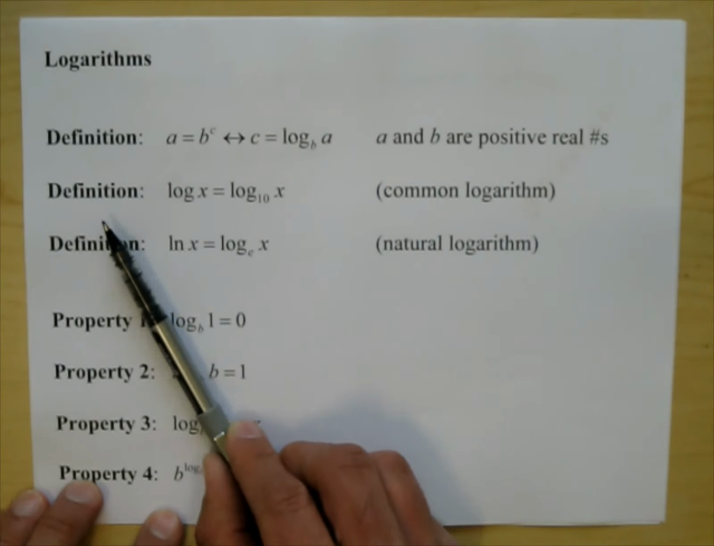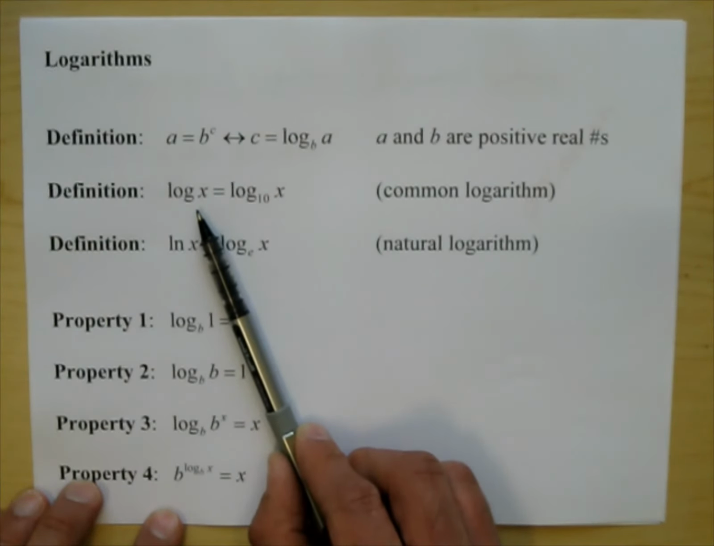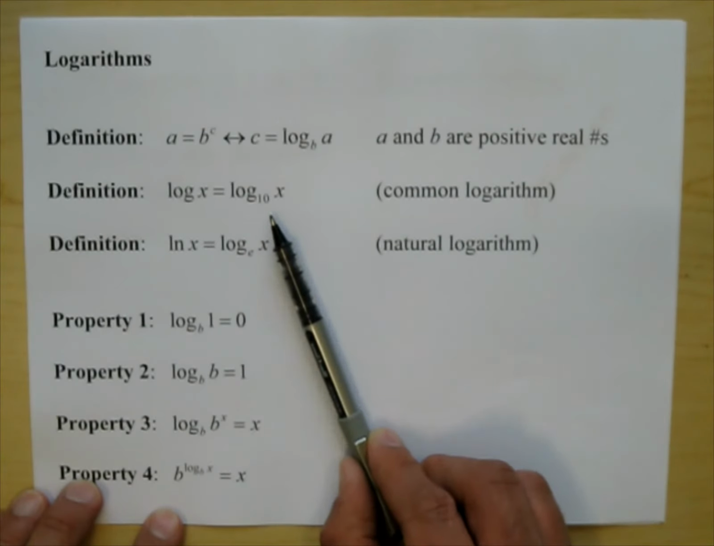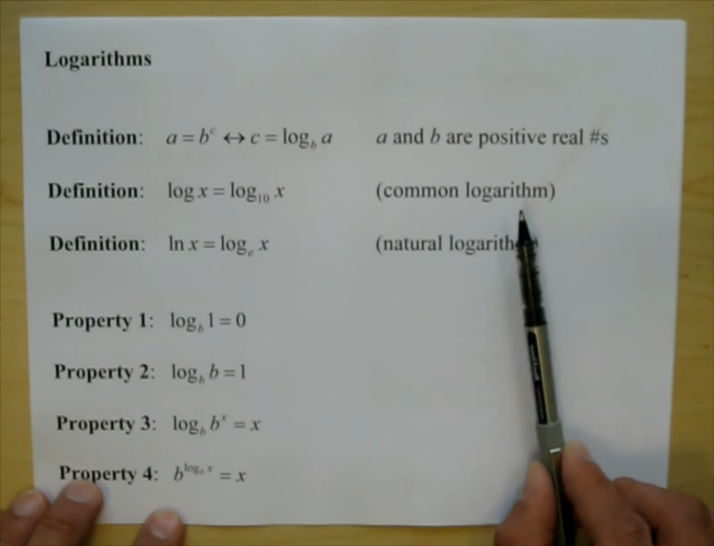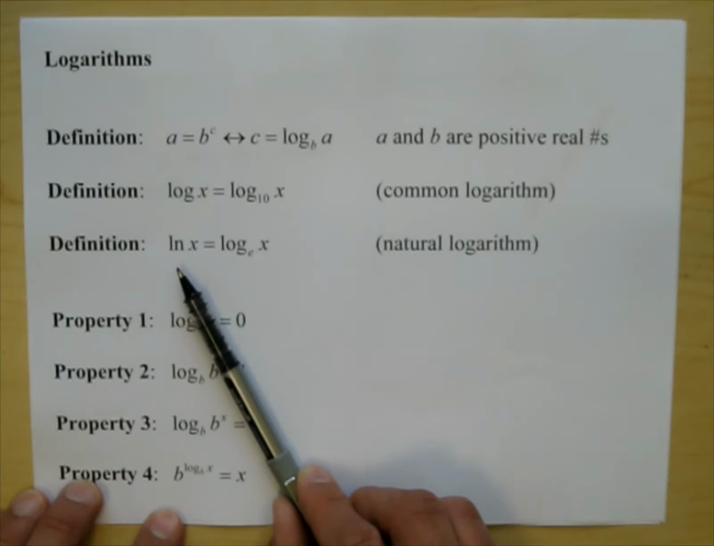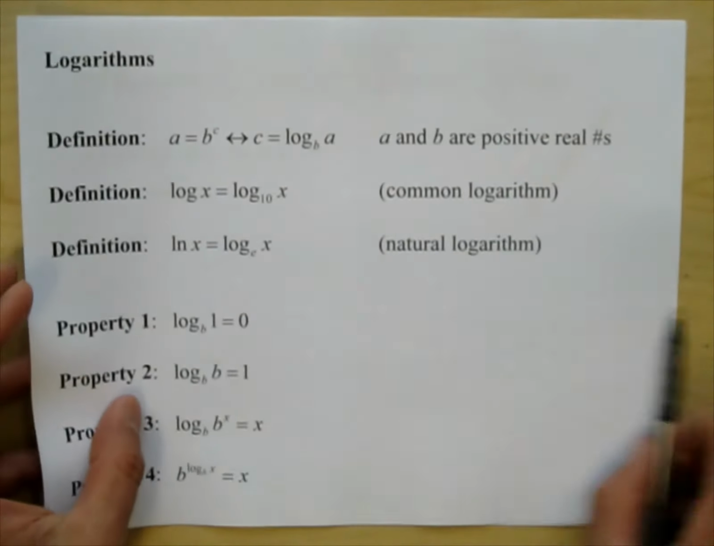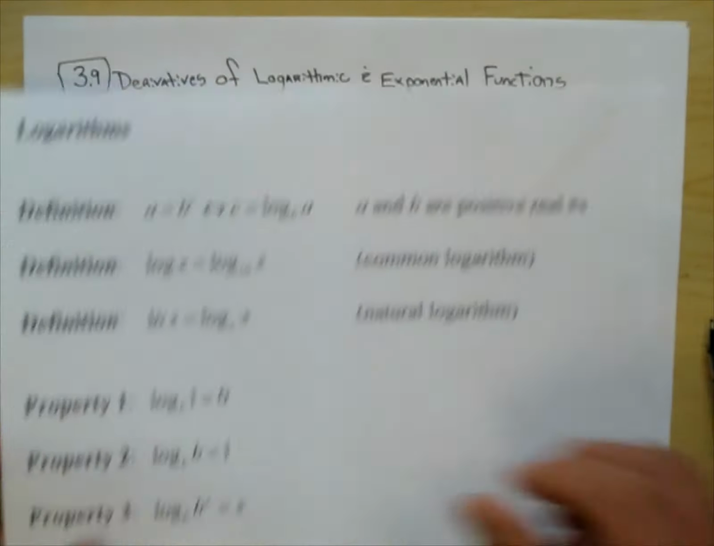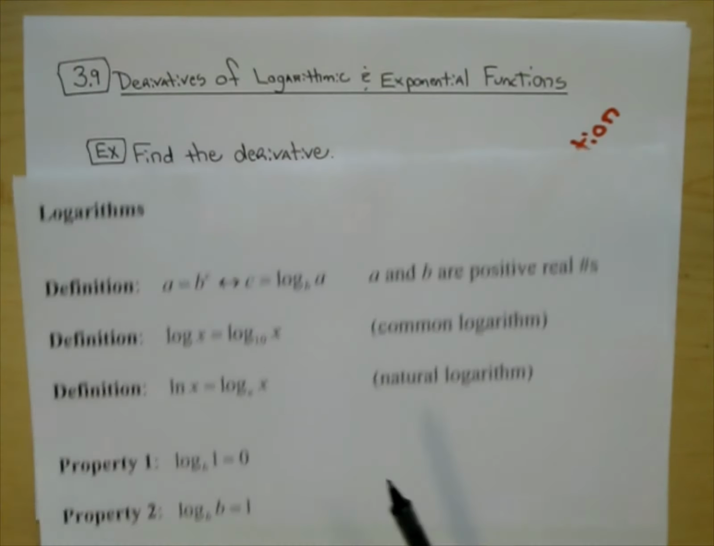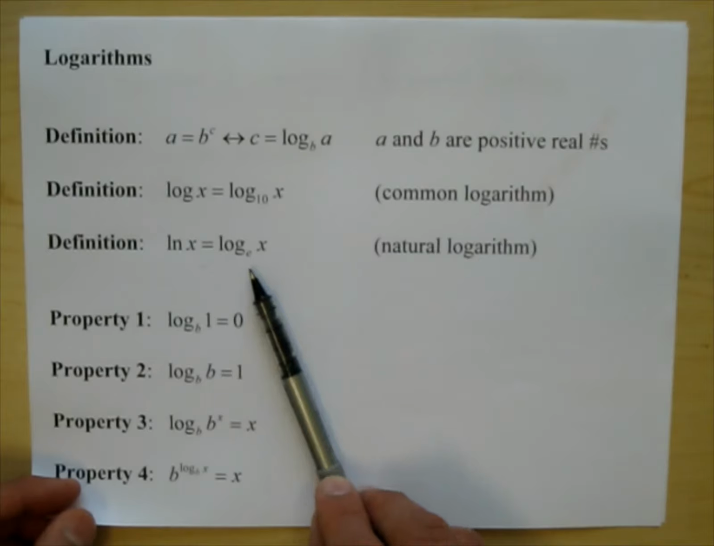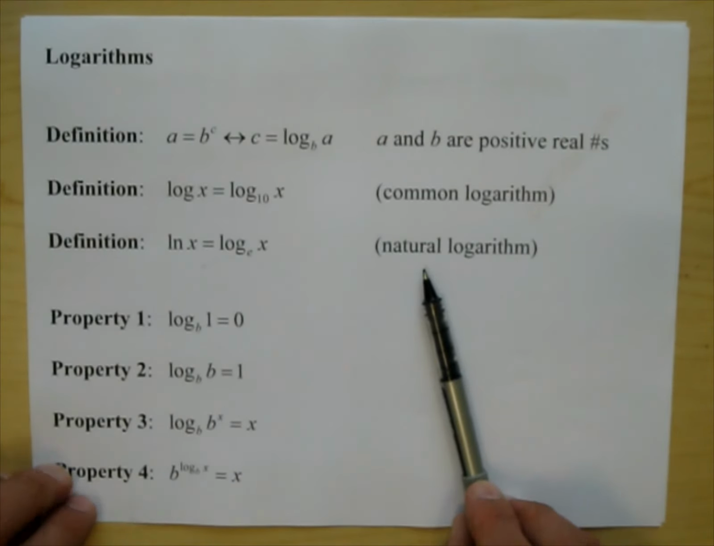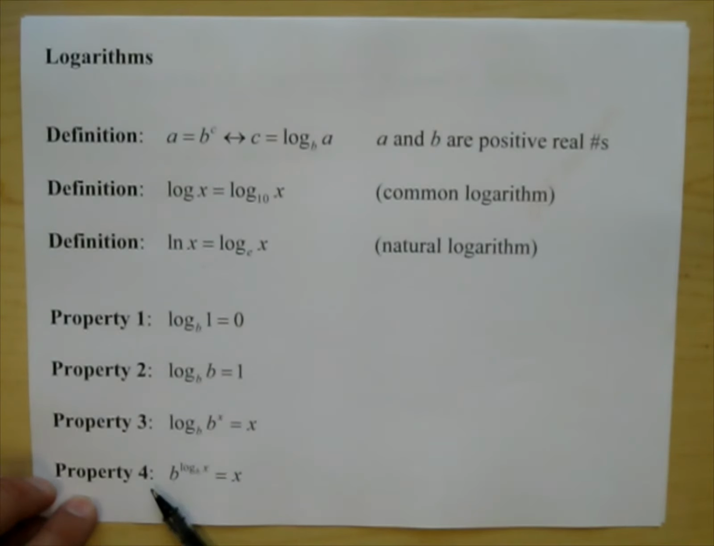Definition: when the log appears not to have a base, it's really base 10. That's a common log. And when it says ln, like we have on our problem here, ln means that the base is e, and that's called a natural logarithm. Here are some properties of logs.